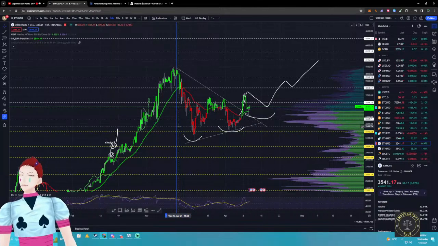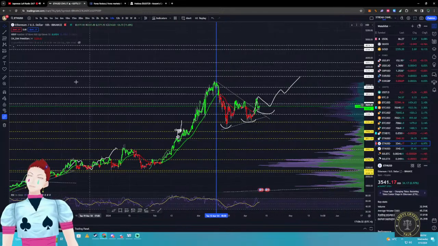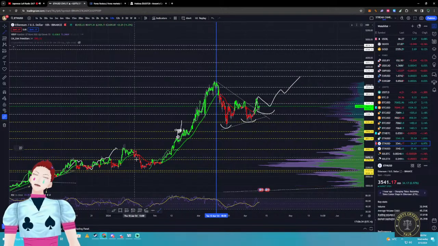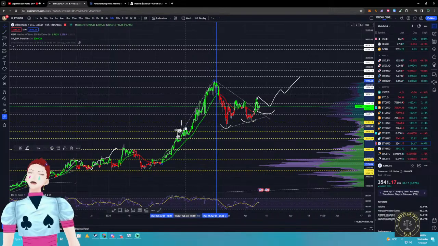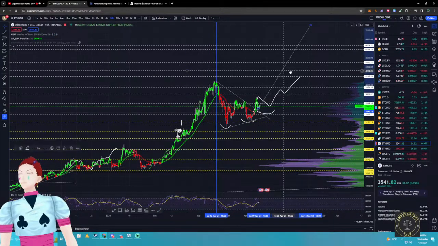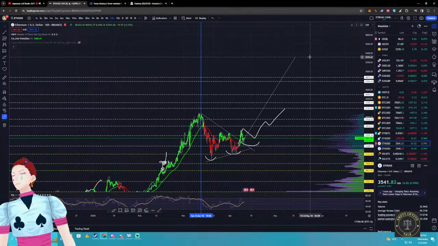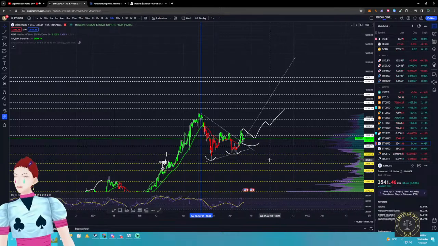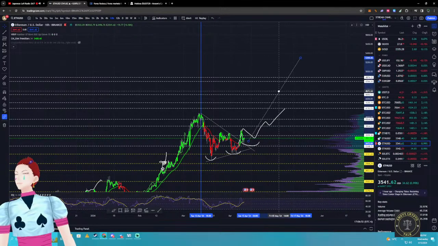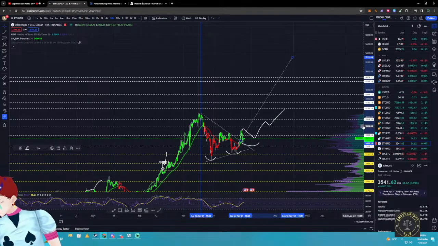That kind of pennant. If that's a flag and it's breaking, that's a huge move. Right? Is that the move? I don't know. Is that the move?